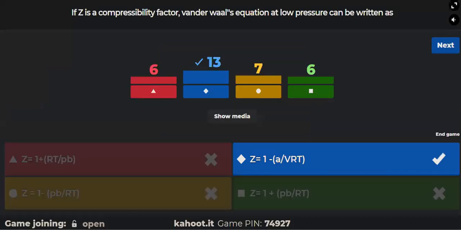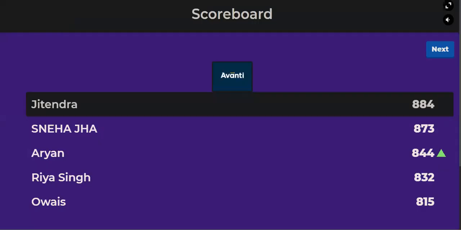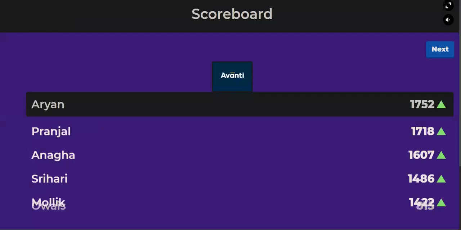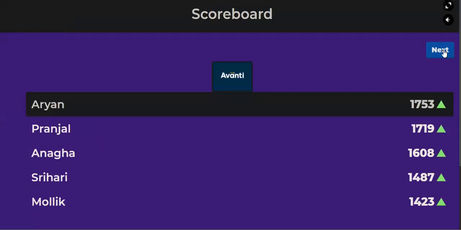Only 13 correct answers. At low pressure, we have studied, right? At low pressure, volume would be more. V would be greater than nb. So b will be ignored, right? Okay, let's see next.